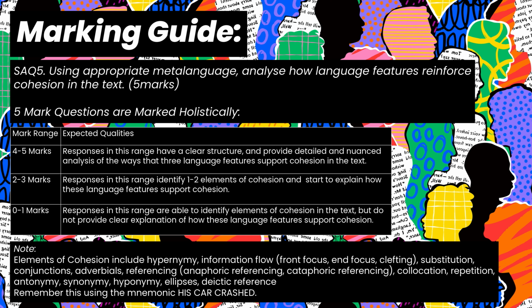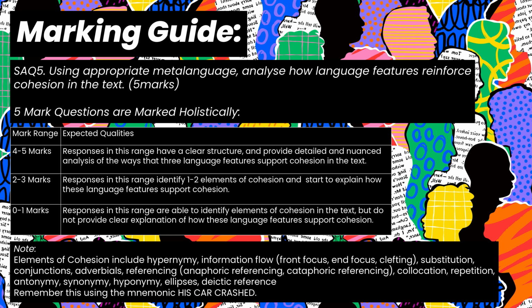If your response is identifying 1 or 2 elements of cohesion and starting to explain how these language features support cohesion of the text, then it might be in the 2 to 3 mark band. To get into that 4 to 5 mark band though, we're looking for a response that has a clear structure and provides detailed and nuanced analysis of the ways that 3 language features support cohesion in the text.